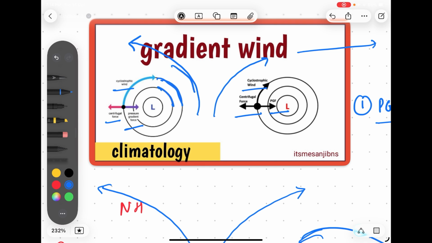This is parallel to the curve. So this is the gradient wind. That's all you need to know. So this is surface wind.